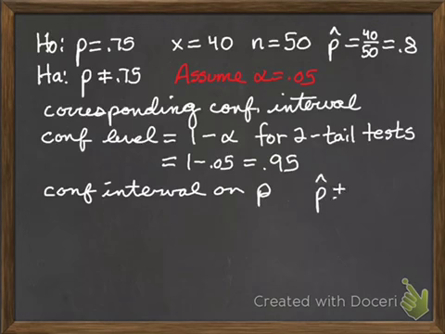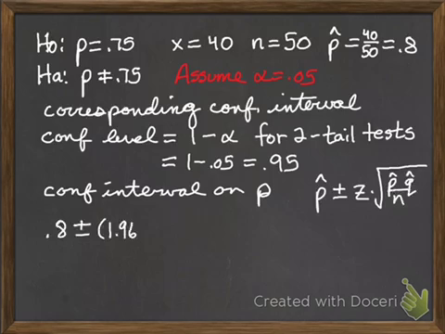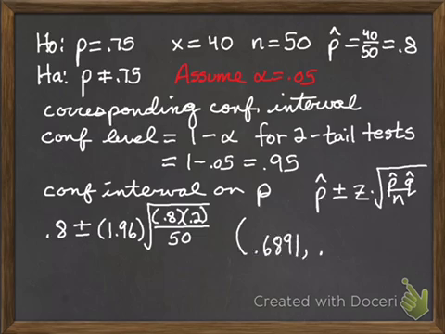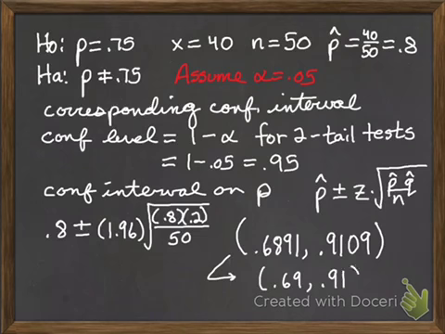So the confidence interval formula for P is P hat plus or minus Z times the radical of P hat Q hat over N. If we plug in all the values and then work it out, we get an interval that basically goes from 0.69 up to 0.91. That is 69% up to 91%. And notice that the value we substituted in for Z in our formula is 1.96. That comes from the table in the back of the book.